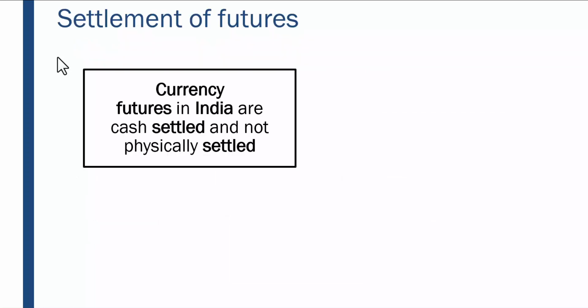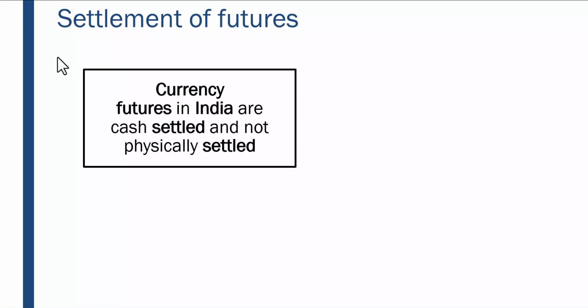Settlement. Currency futures in India are cash settled and not physically settled. For forward contracts, they are physically settled. There I have to go to the banker and deliver or take delivery. Here, no delivery happens. The stock exchange is not going to give me any delivery.